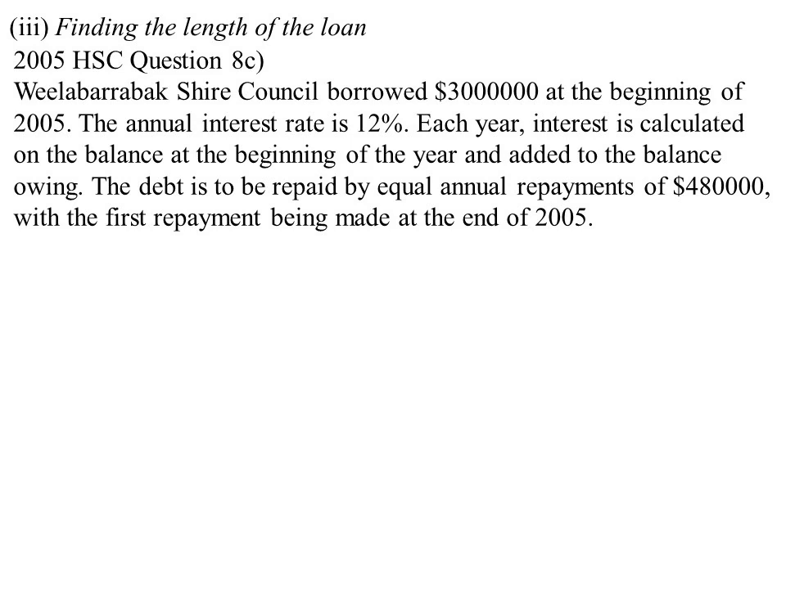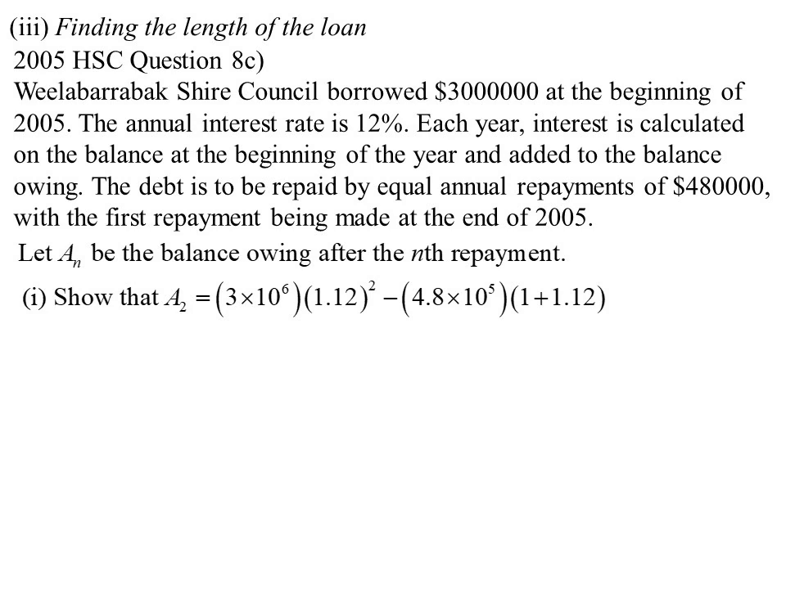An HSC question. Wheelbarrow of Shire Council borrowed $3 million at the beginning of 2005. Interest rate 12%. Each year, interest is calculated on the balance, etc. The debt's going to be paid back. They're just going to make one lump sum every year of $480,000, and they'll pay it back at the end of the first year.